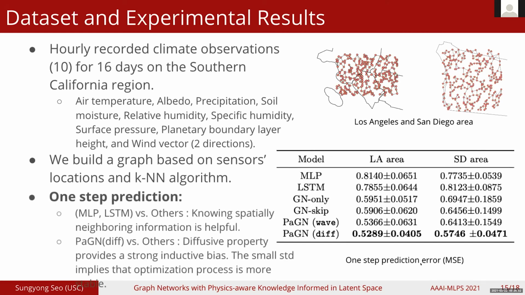In this table, we can find that baselines that do not consider spatial temporal structure, such as MLP and LSTM, are significantly outperformed by other models leveraging the structure. That is, knowing spatially neighboring information is helpful. We also find that PAGN, the proposed model with the diffusion equation, provides the least error as well as the least standard deviation. It implies that the diffusive property provides a strong inductive bias, and the smaller standard deviation also tells us that the optimization process is more stable.